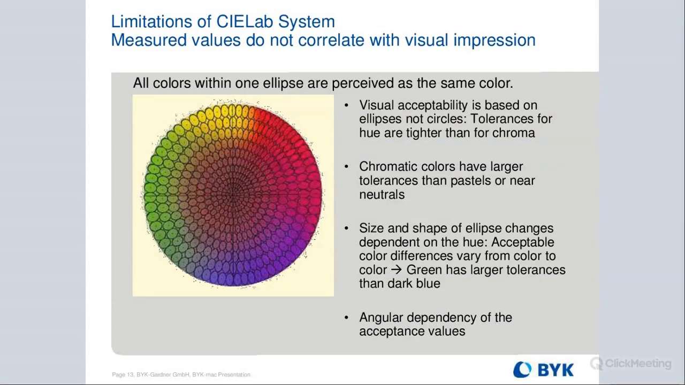So this just reiterates the same thing. Chromatic colors have larger tolerances than pastels or near neutrals, which is like your gray colors. The size and the shape of the ellipse changes depending on the hue. So acceptable color differences vary from color to color. For example, green has larger tolerances than blue, meaning our eyes don't see every color exactly the same. And then angular dependency of the accepted values are visible as well.